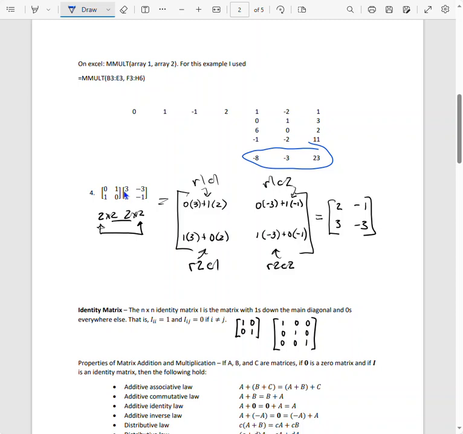Problem number 4. Okay, so this is confirming example 3 with Excel. Fantastic. Example 4, we'll have 0, 1, 1, 0. So it's a 2 by 2 matrix multiplied by the matrix 3, negative 3, next row, 2, negative 1. Also a 2 by 2. Since the 2's in the middle match, we know we can multiply. The 2's on the outside tell us we're going to have a 2 by 2 matrix.